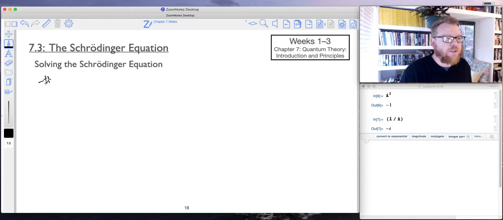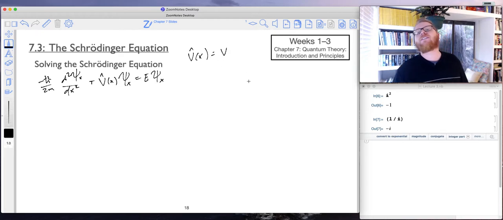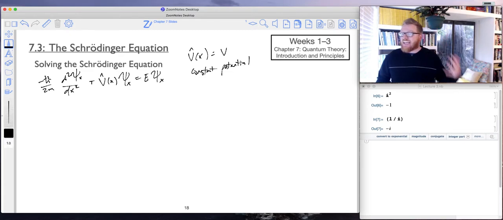I'm going to write negative h bar squared over 2m, second derivative of psi x with respect to x, plus potential energy, okay, operating on psi x equals E psi x. And for now, I'm going to assume my potential energy operator is just equal to some constant value. Okay, so we're just going to say constant potential. And I'm going to use the letter V to represent that constant potential.